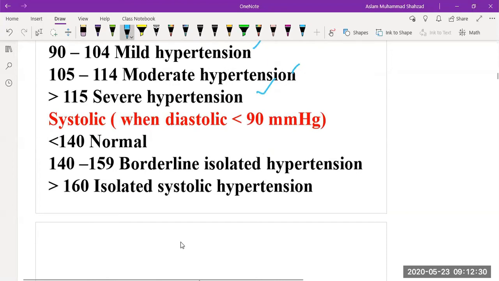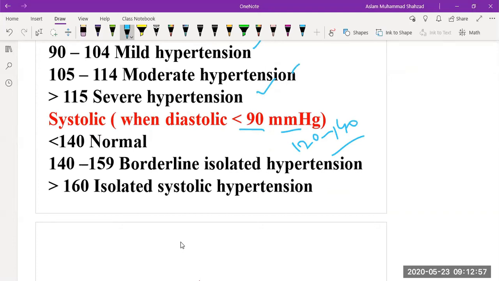As I already mentioned, 120 to 140 is the normal range. Some textbooks mention 140, whereas some textbooks mention 120. And they mention as well that this applies when the diastolic is less than 90 mm of Hg. If the diastolic is high, then this range will change. So when the diastolic is less than 90, this is the range, 120 to 140.